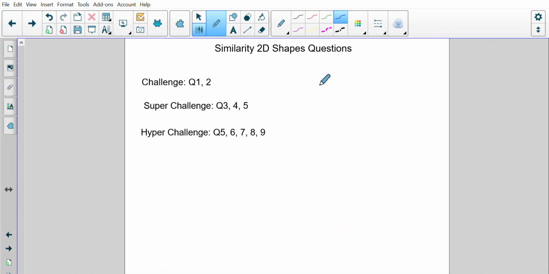Right, what I would like you to do now is try the similarity in 2D shapes questions, and you can decide whether you start on the challenge questions, the super challenge questions, or the hyper challenge questions. I'd like you to spend probably about 15 minutes on these questions, because then we're going to look at some similar triangle proofs for the last part of the lesson.